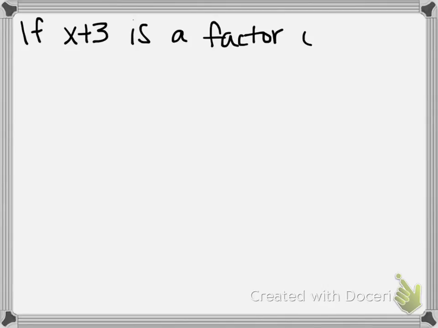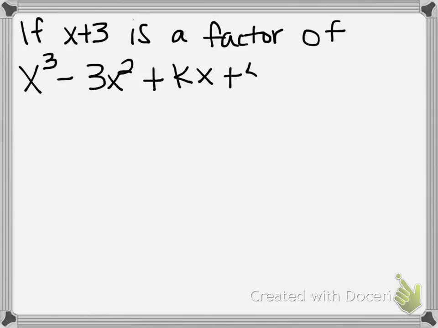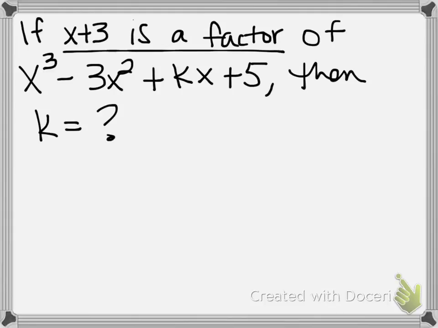Okay, so one question that will be asked on the ACT, therefore in my class, says: if x plus 3 is a factor of x cubed minus 3x squared plus kx plus 5, then k equals what? Okay, so that's the question being asked. So first of all, it says x plus 3 is a factor.